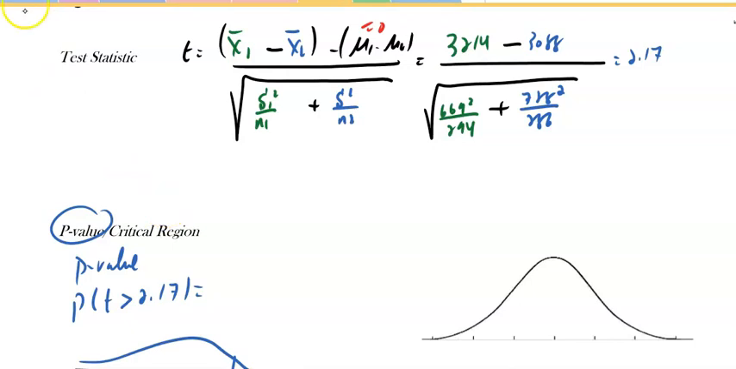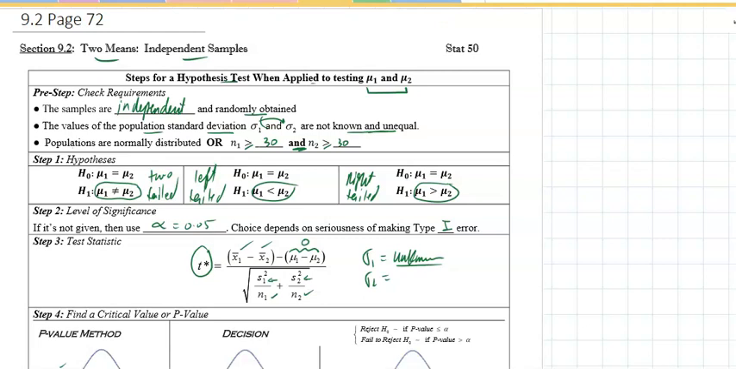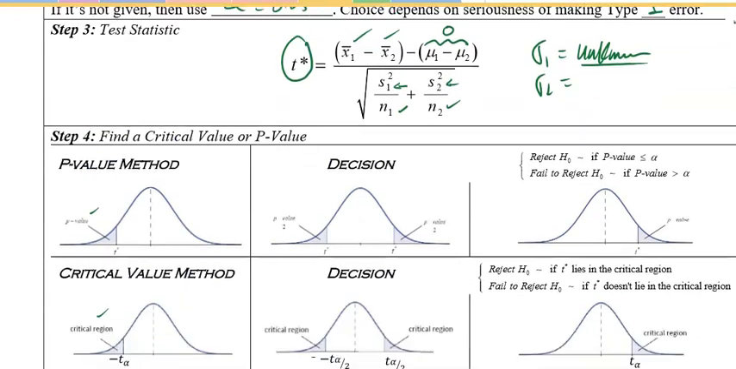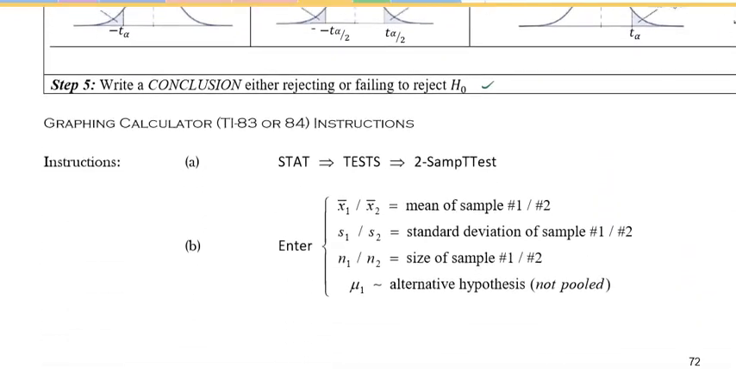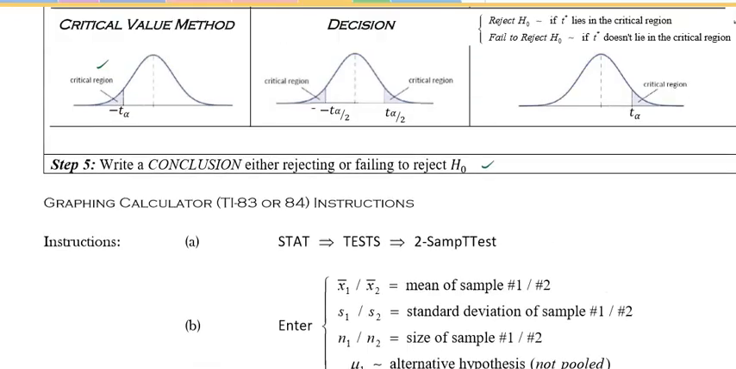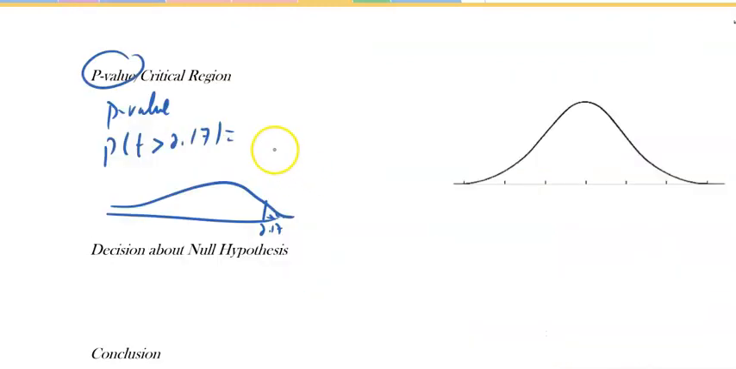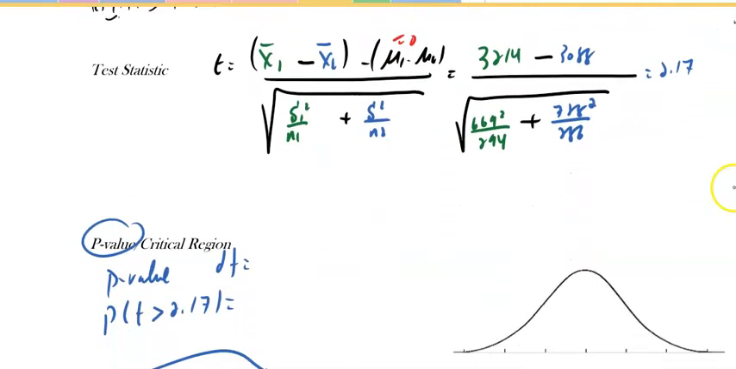Let me go back to the previous page. I forgot to mention that. So the degrees of freedom, we will use the smaller set. If I look at those, the smaller of the two is 286, so 285. So we always use the smaller of the two.